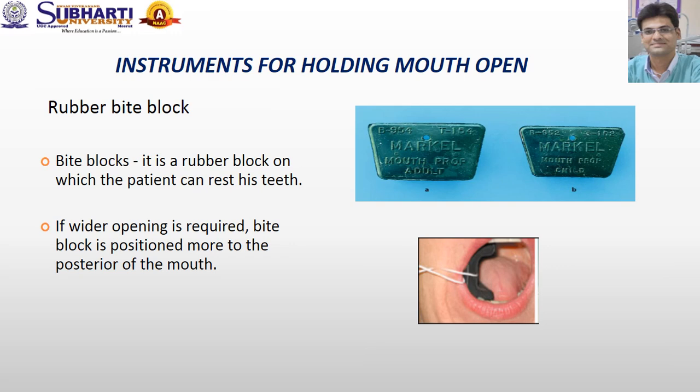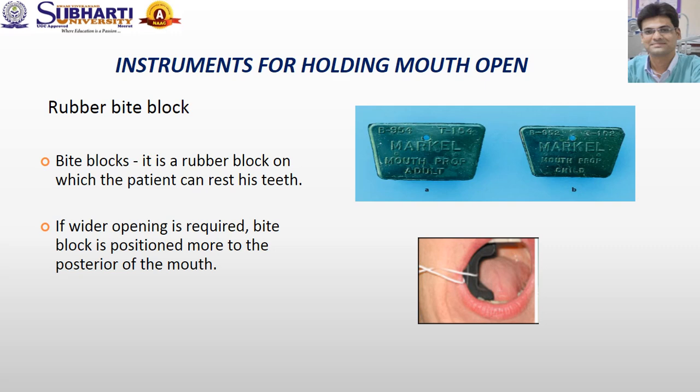When we are performing a mandibular procedure or mandibular extraction, we require adequate mouth opening of the patient to perform a procedure on the patient. Reduced mouth opening can be due to trismus, oral submucous fibrosis, or infection. So reduced mouth opening hampers our treatment. To achieve adequate mouth opening, we can place a rubber bite block. As the name suggests, it's a rubber block on which the patient can rest his or her teeth.